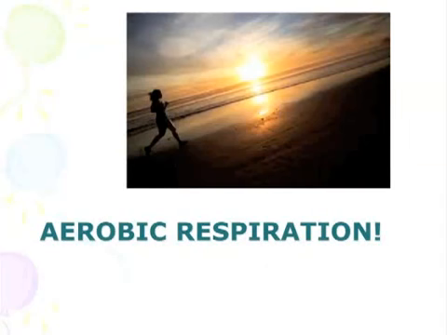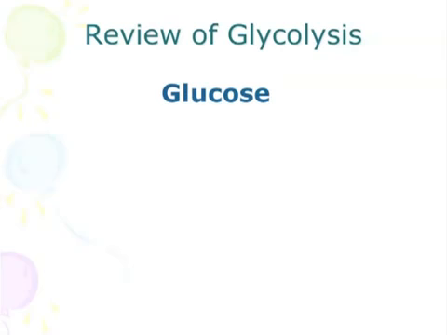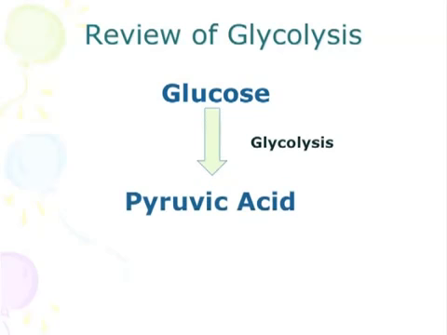This video is going to take us through the process of aerobic respiration. But before we get into it, I'd like to review glycolysis, which was in a previous video. Glycolysis takes glucose and makes pyruvic acid, or pyruvate, which is a 3-carbon compound. So glucose, a 6-carbon compound, breaks down, decomposes into pyruvic acid.